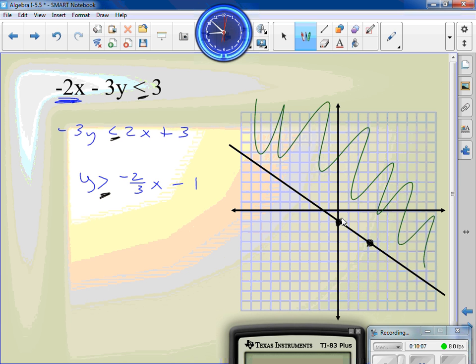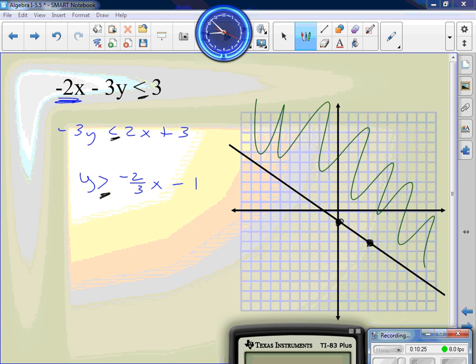Negative 2/3. I started down 1 because that was my y-intercept. So I go down 2 because that's my rise, and I run to the right 3. Shading doesn't have to be perfect, but by looking at this, I can tell it's shaded above.